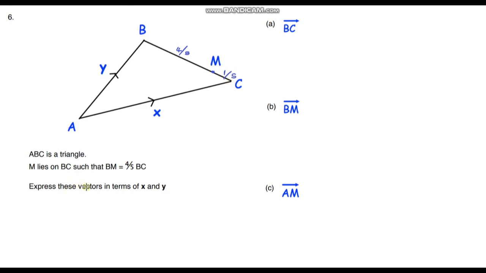Okay, now we have to express these vectors in terms of x and y. So first of all is BC. So the first one, we're going to start here and finish here. So BC, well, we're going to go from B to A. So we're going to have vector BA, and we're going to add on vector AC. So we know what those vectors are. So vector BA, that's the negative of this. So it's negative y. And then AC is just positive x, so plus x, which we could just rewrite as x minus y. The order doesn't matter.